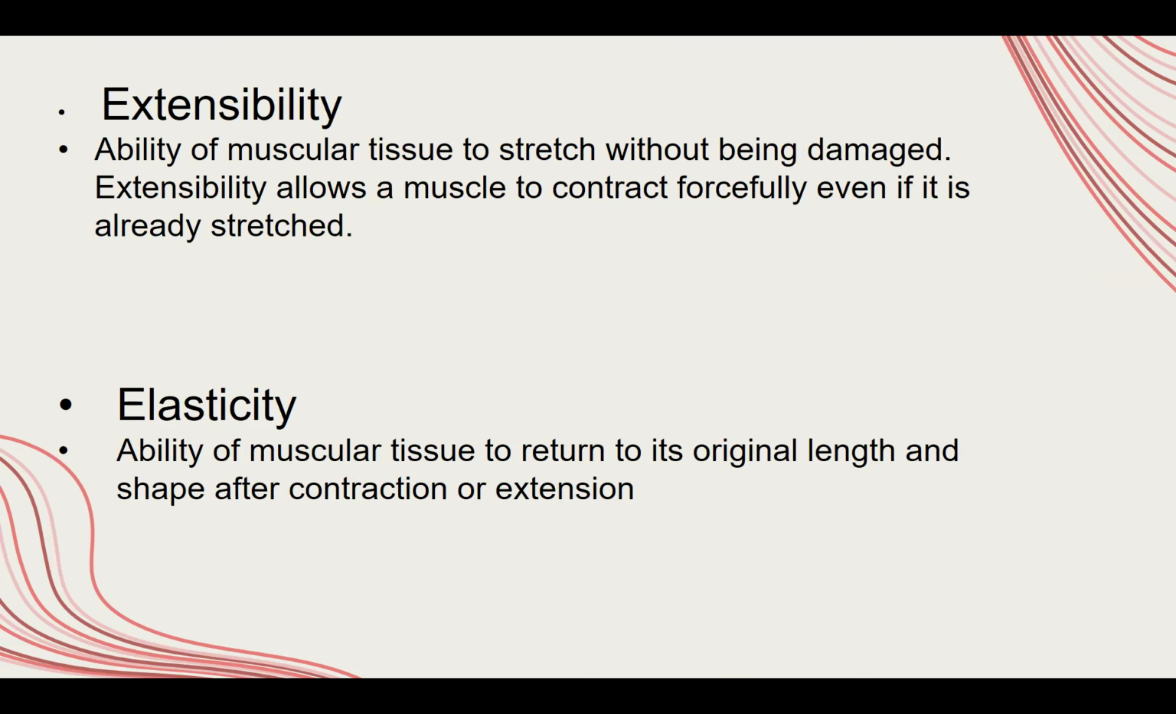Extensibility means the ability of muscle tissue to stretch without being damaged. Extensibility allows a muscle to contract forcefully even if it is already stretched. Elasticity means the ability of muscle tissue to return to its original length and shape after contraction or extension. This elasticity helps muscle tissue come back to its original normal position.